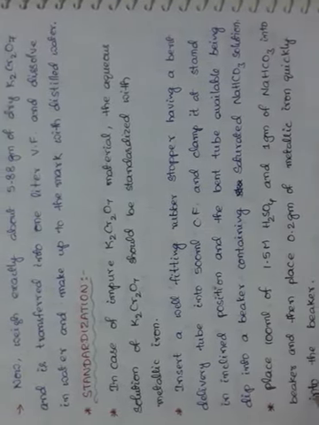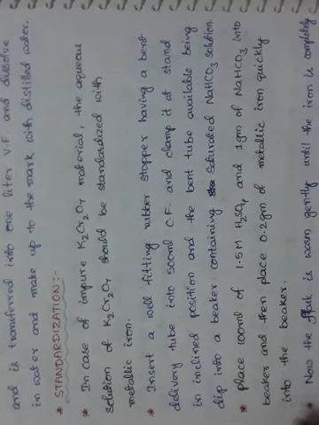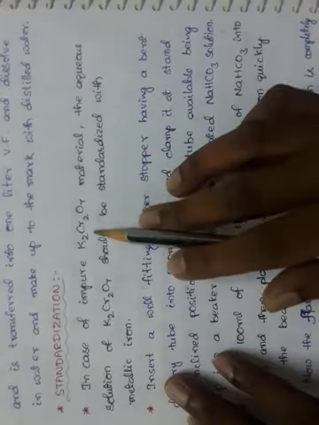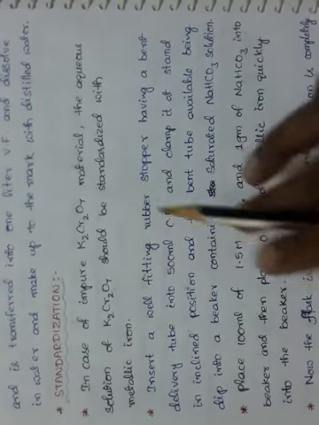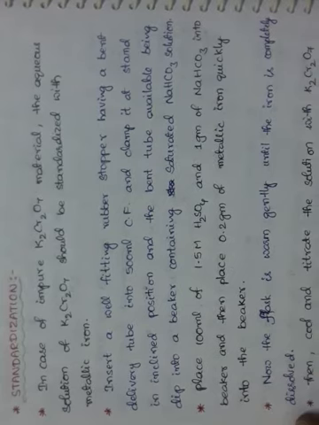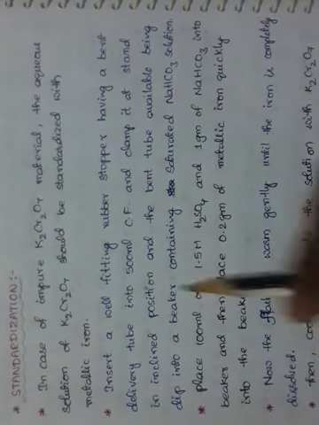After that, how can you standardize the potassium dichromate solution? Generally it is a standard solution. But in case impure potassium dichromate material is there, then you need to standardize it. So, in case of impure potassium dichromate material, the aqueous solution of potassium dichromate should be standardized with metallic iron. So what is the process here? Yes, let us go with that.